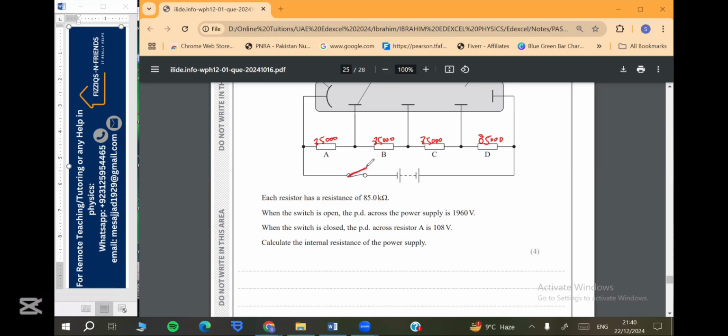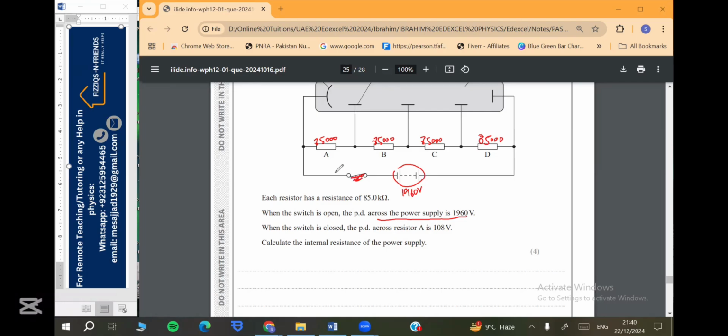Right. When the switch is open means disconnected. It will be like this. I mean, it is not connected. It is like it is currently in a closed condition. But when it is open, it will be like this. I mean, disconnected. Open means disconnected. So when it is open, the potential difference across power supply is 1960. So this is power supply, and when it is not in use, it is 1960 volt. Okay. When the switch is closed, it means closed like this. I mean, switch on. Closed means switch on.